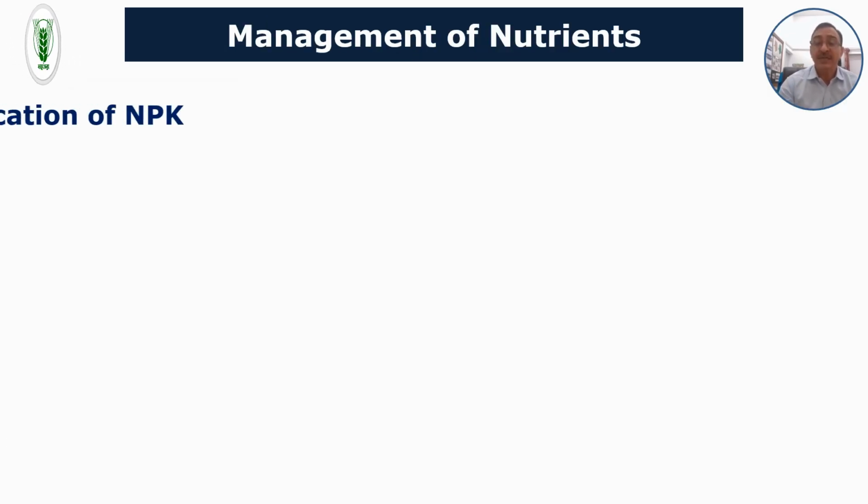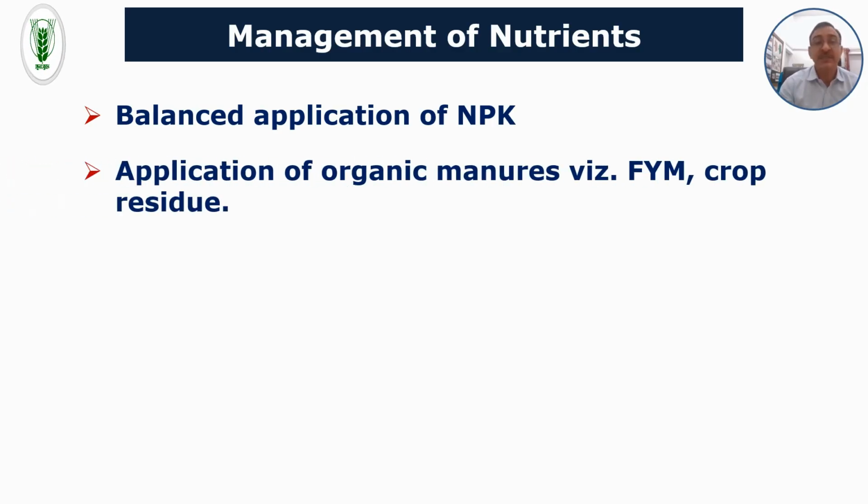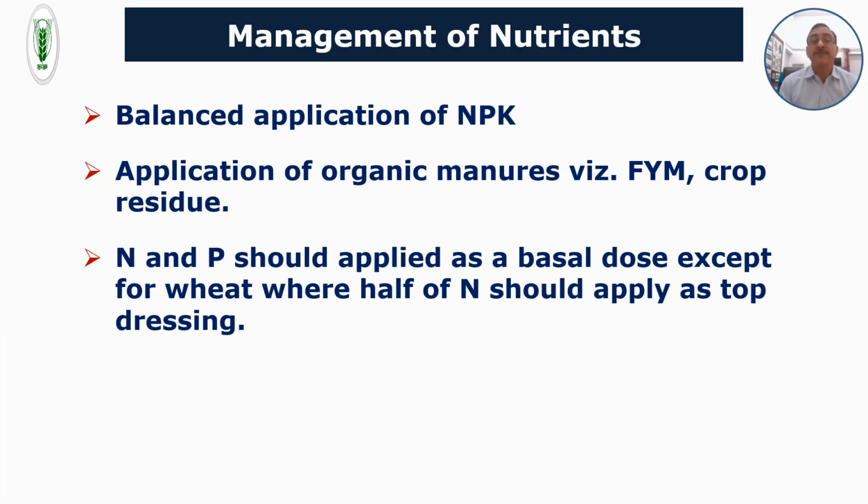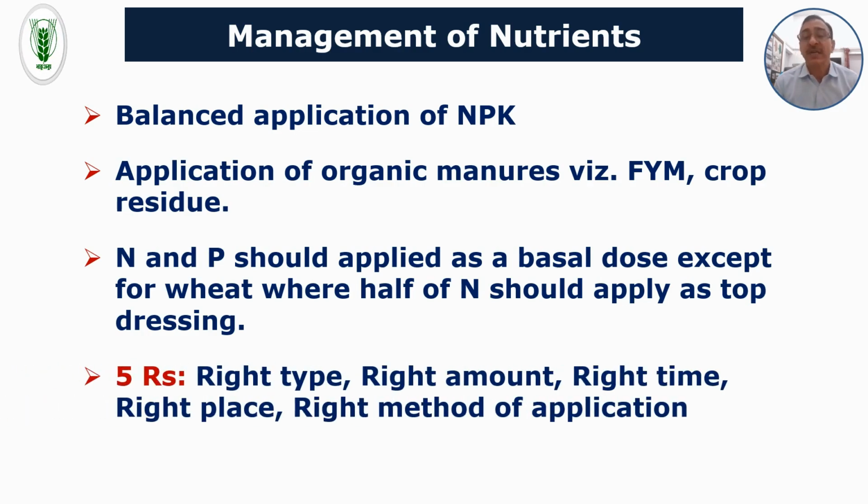So in brief, I have shown the symptoms of the different nutrients. I spoke about the primary, secondary, and micronutrients. Regarding the management of the deficiency of all the nutrients, it is always suggested to use a balanced application of not only the primary sources but also the secondary and micronutrients. And application of organic manures, FYM, and crop residues will always have an added advantage on the nutrient supply to the plants.